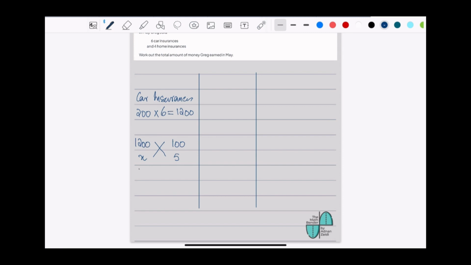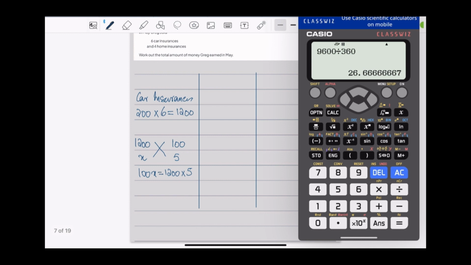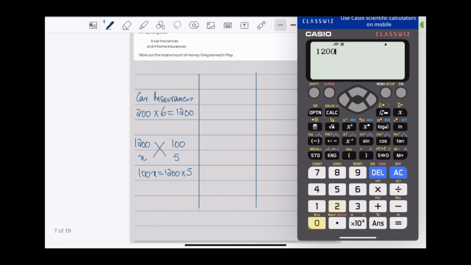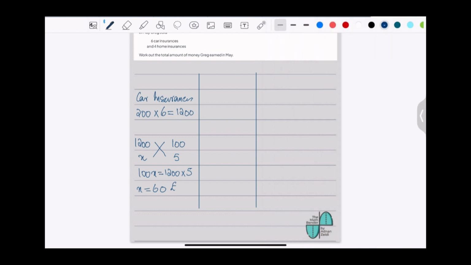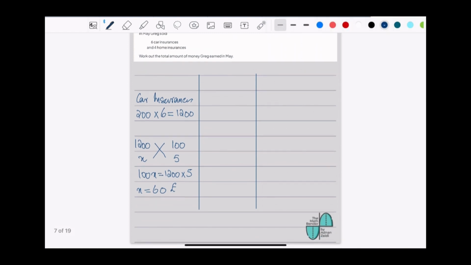So 100x is going to be 1200 times 5. And I simply apply that straight away in the calculator. So x is equal to 60 pounds. This is the amount of money he took. That was his cut. So let's talk about car insurances, home insurances.